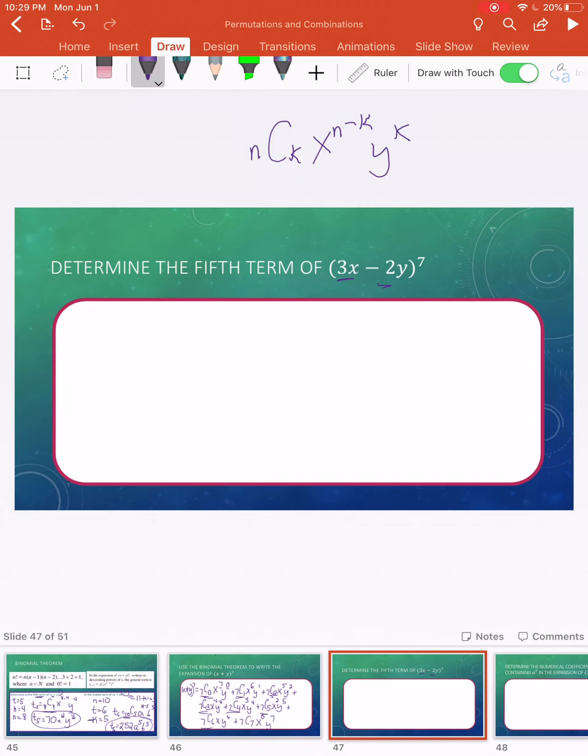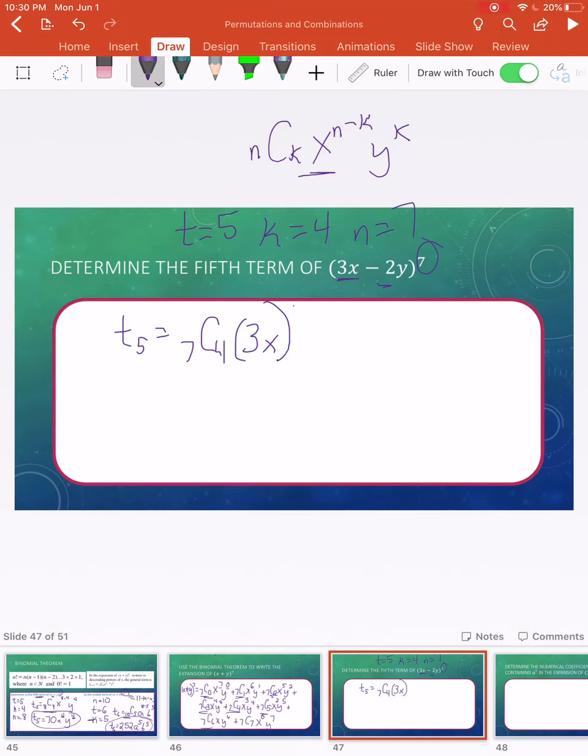Okay, so let's write our legend. Our t value, we're trying to find the fifth term, which means our k value would be 4, and our n value, of course, is that 7. So when I write that out, I'm looking for term 5, sorry. I would write 7 choose 4. Now x is your first term. My first term is 3x, so I'm going to put that in brackets.